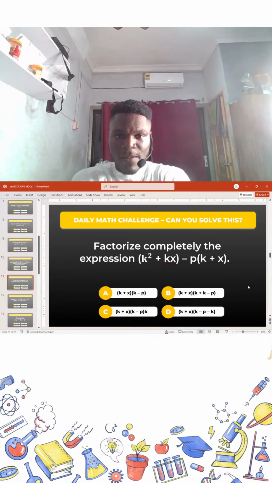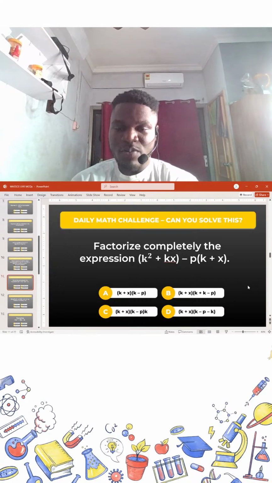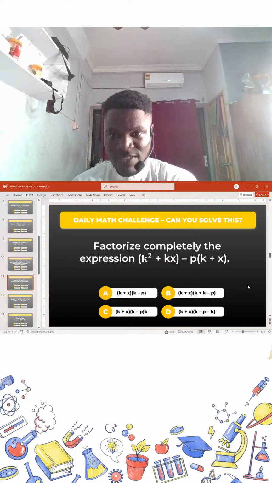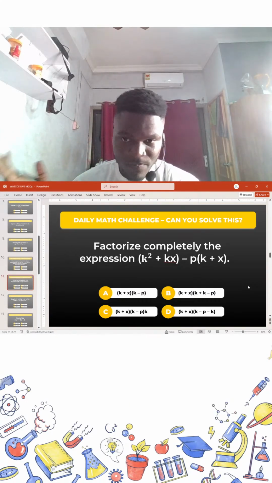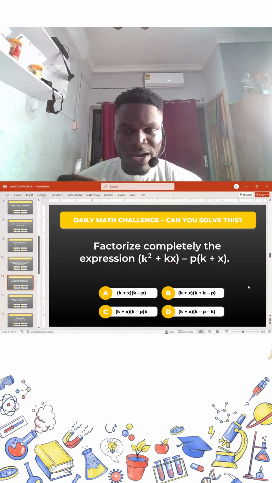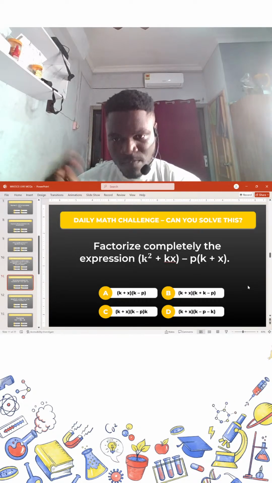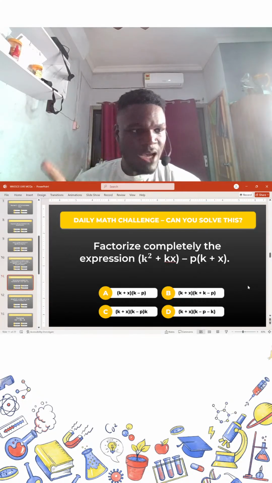All right, so we have option A. We have (k plus x) multiplied by (k minus p). That is option A. Then we have option B, (k plus x) and another bracket (k plus k), which is supposed to be 2k minus p. Okay, that is that. Then we have option C, (k plus x), then another bracket (k minus p) multiplied by k outside. Then we have option D, (k plus x) times (k minus p minus k). Okay, that's our option D.